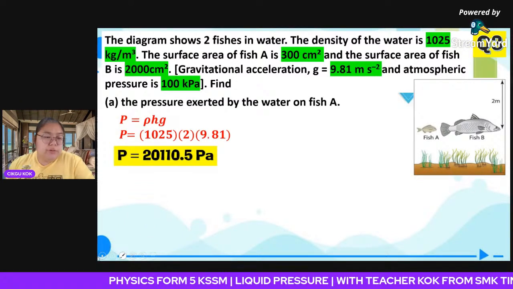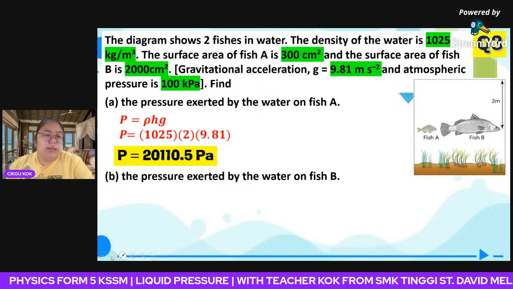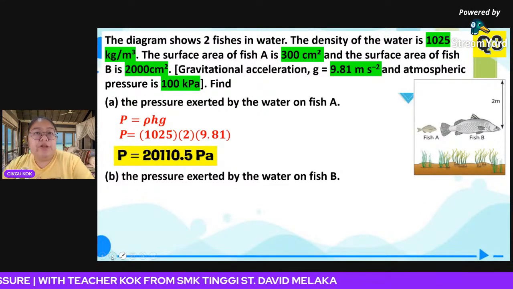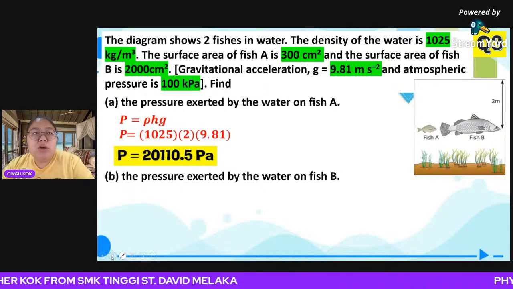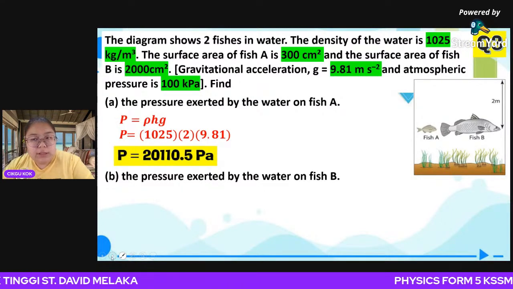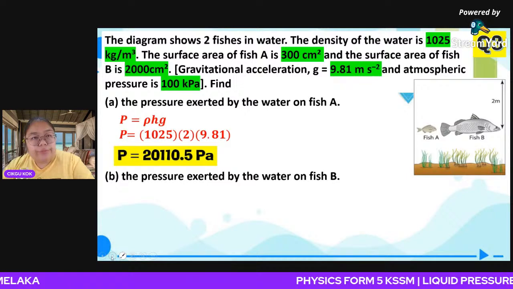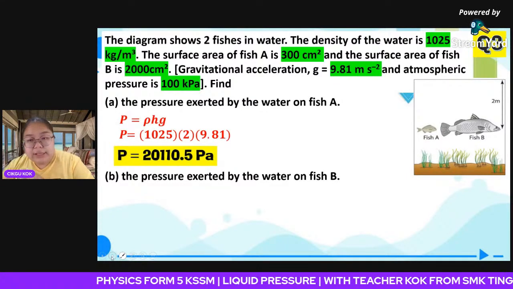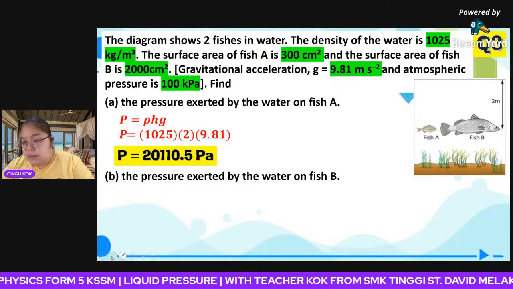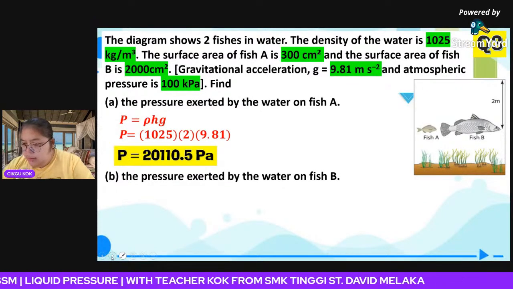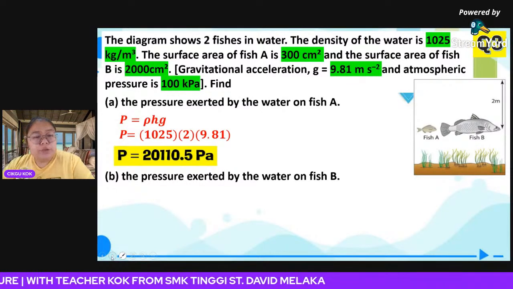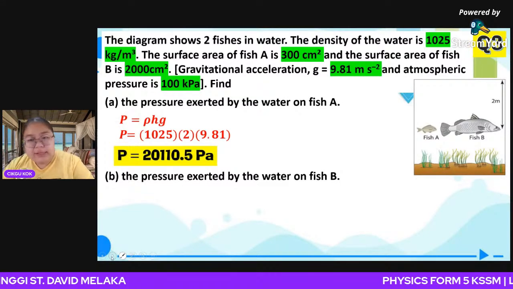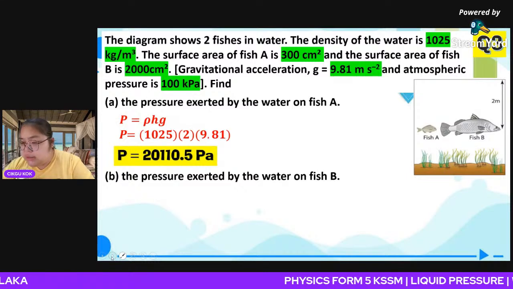Now we continue with the B. The pressure exerted by the water also on the fish B. What do you think about that? I want the pressure now on the fish B. Just now is A, is it? Now go to B. Your answer is, got any changes or not? Acting to the A and acting to the B, the surface area is different. Got any changes?